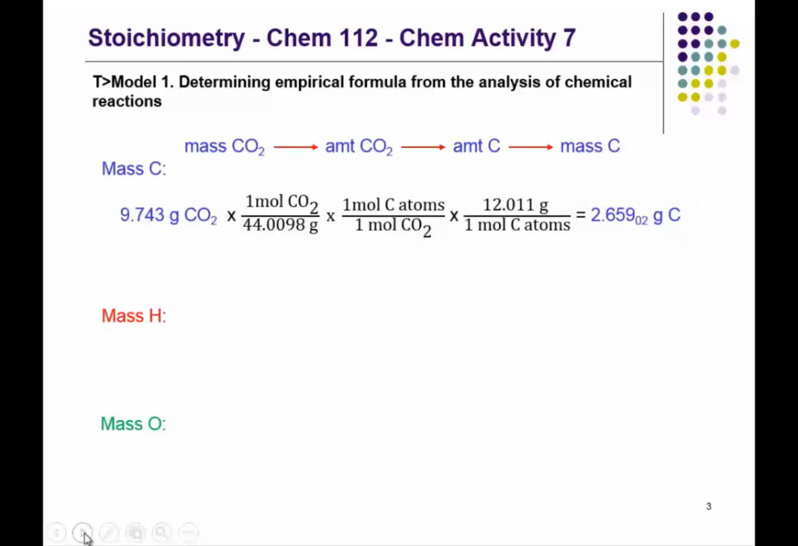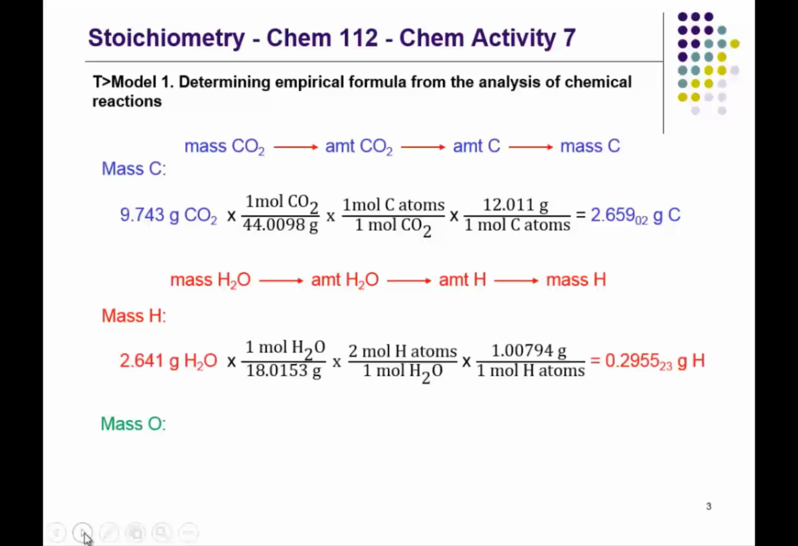The unit plan would look something like this. I'll start with the mass of water that was formed as a result of combustion. I'll convert this to the amount of water. Then using the mole ratio, I can find the amount of hydrogen, and then finally the mass of hydrogen. The calculation looks something like this.